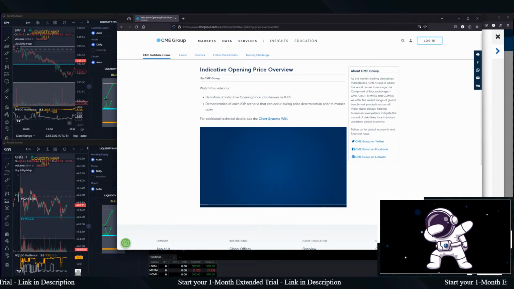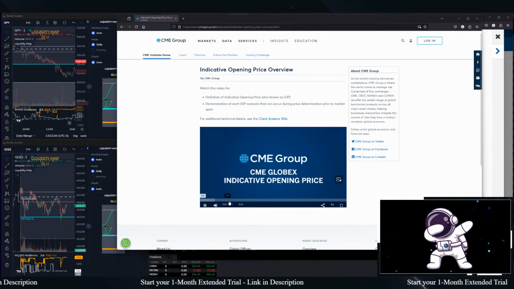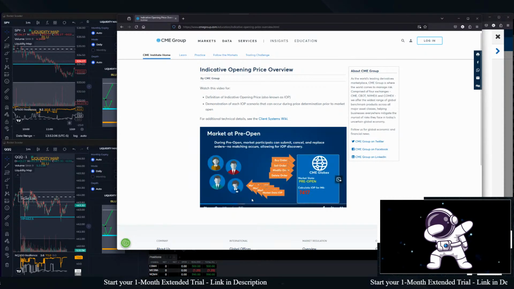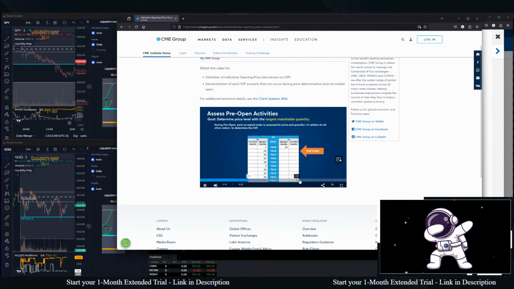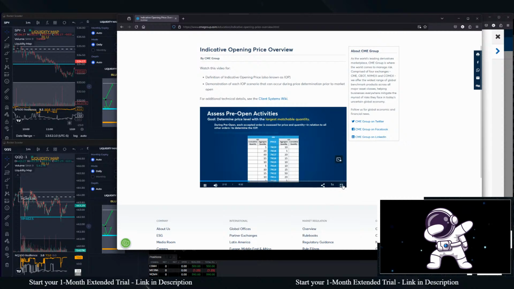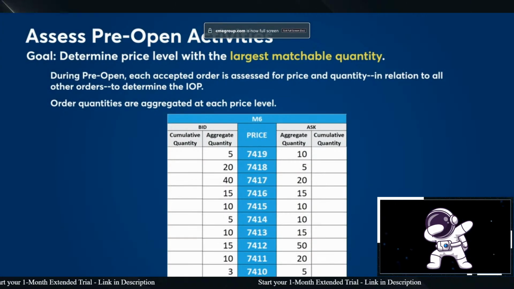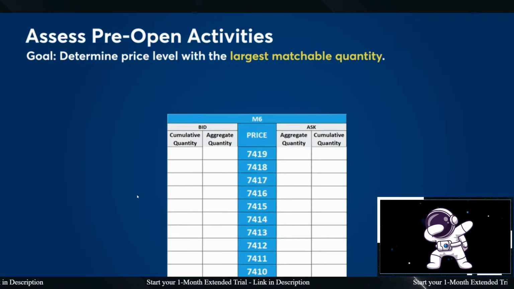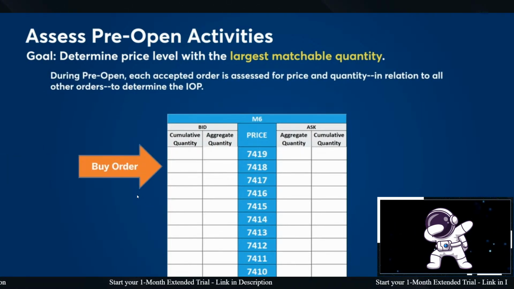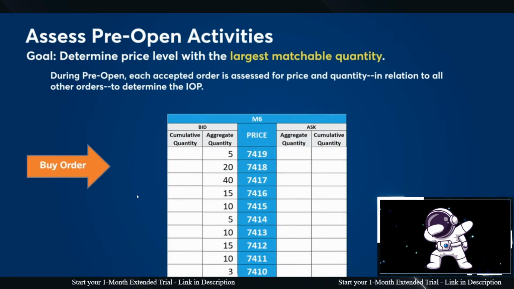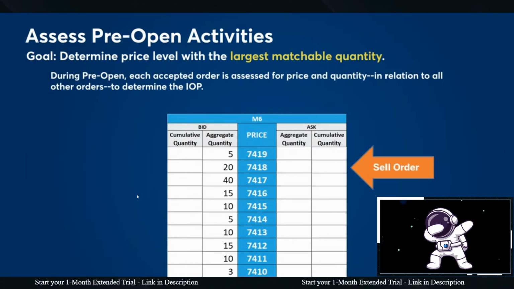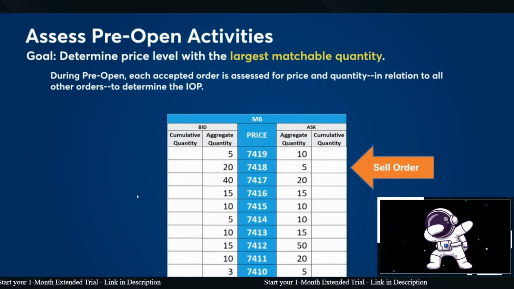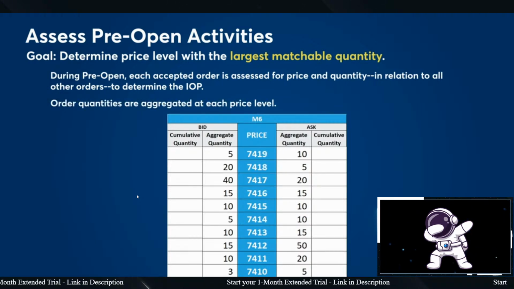I'll teach it. Welcome. This video provides times and trigger additional relation to all other orders. This is how the opening price of futures is actually determined. I'll skip to the fun part. As each order is accepted, its price and quantity is assessed in relation to all other orders to determine the IOP. Order quantities are aggregated at each price level.